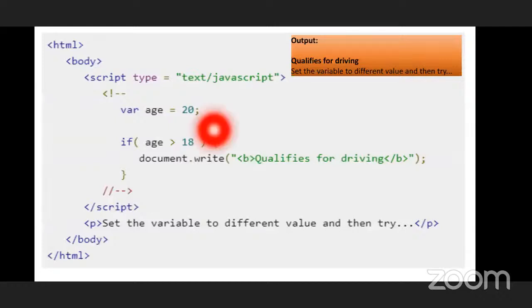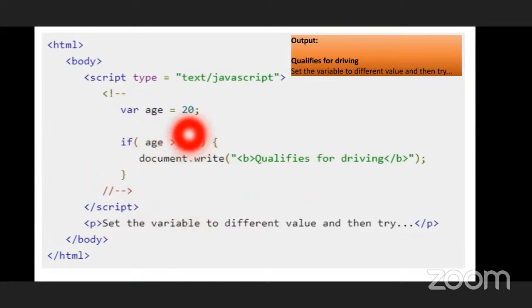See this example code. Variable age assignment 20. If age greater than 18. So how to evaluate this? What is the value we have in age? 20. So if 20 greater than 18, obviously that is true. So if this is true, then only the if block statement or statements will be executed. What is the statement we have within this if block? Document.write qualifies for the driving. So if your age is greater than 18, you will get qualified to get the driving license. This is the meaning of the statement.